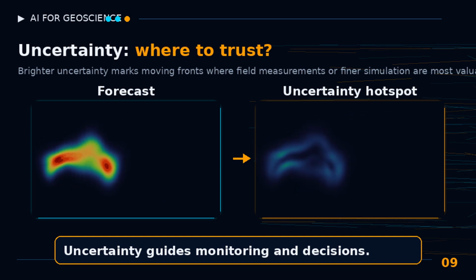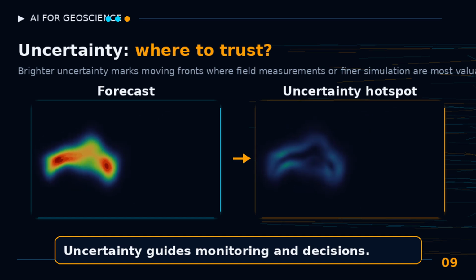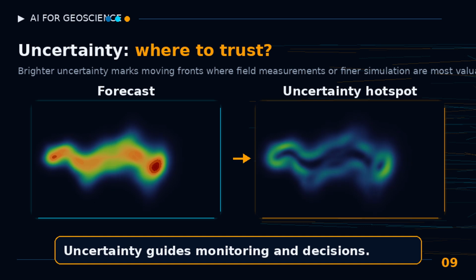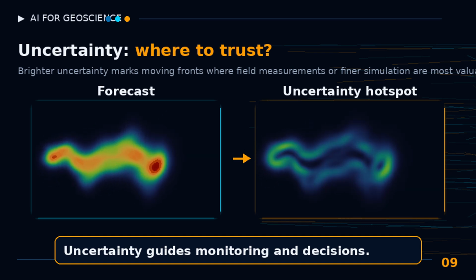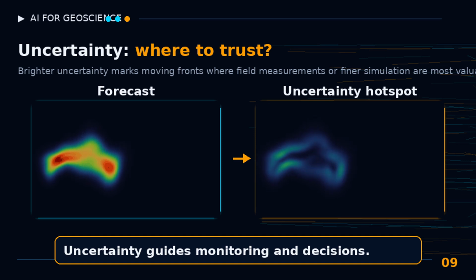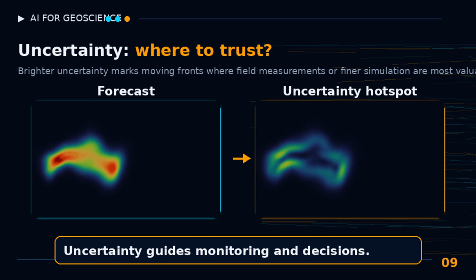This is very useful for monitoring. If an uncertainty hotspot appears in one region, we may choose to collect more data there, place sensors nearby, or run additional simulations. So, uncertainty is not a weakness. It is guidance. It tells us where we need more attention.